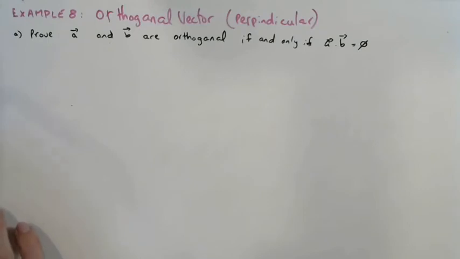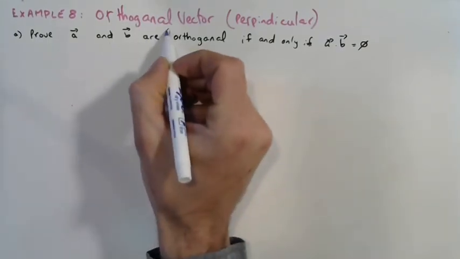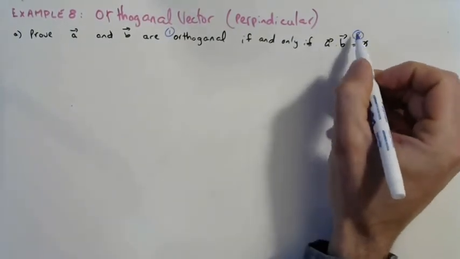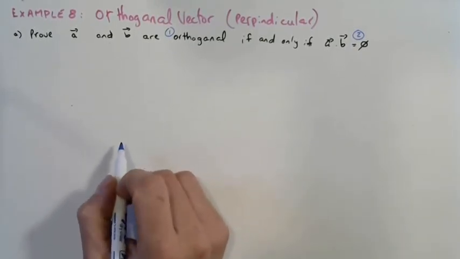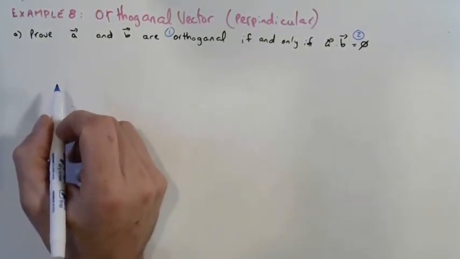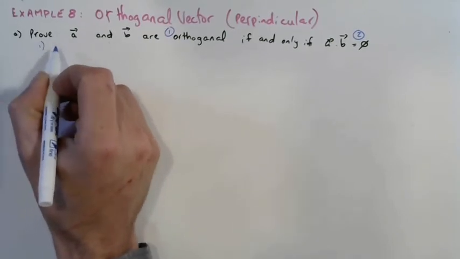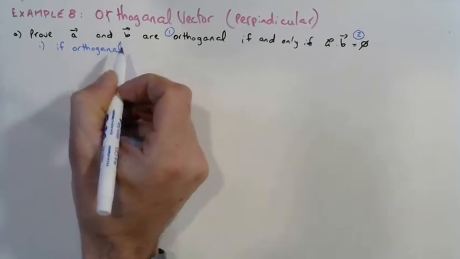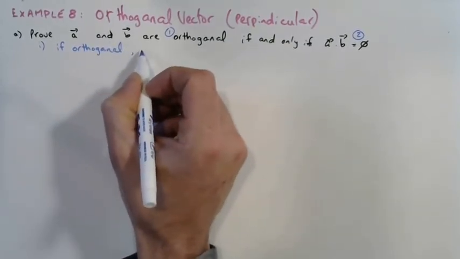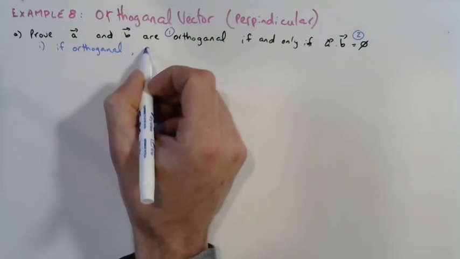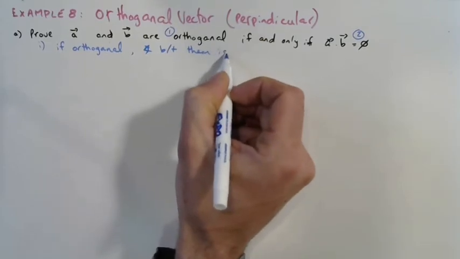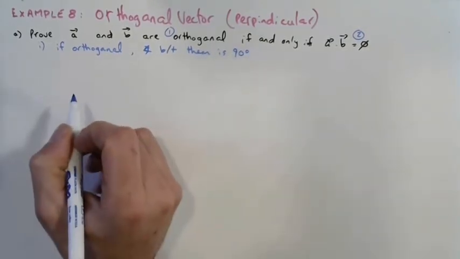Okay, so first we're going to prove that they are orthogonal. That's 1. Then we're going to prove that their dot product is 0. Okay, so step 1. If they are orthogonal, what has to be true about them? Well, the angle between them is 90 degrees. All right, so let's see if that is true.